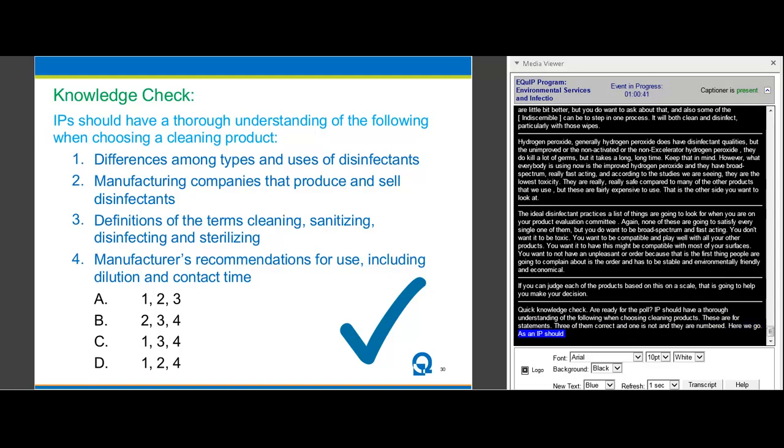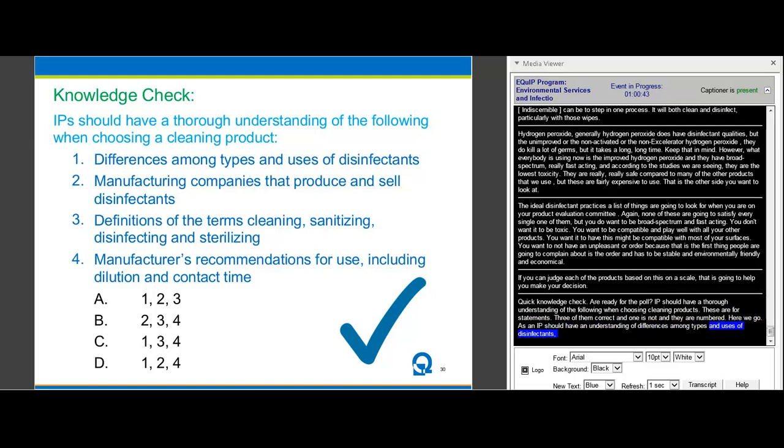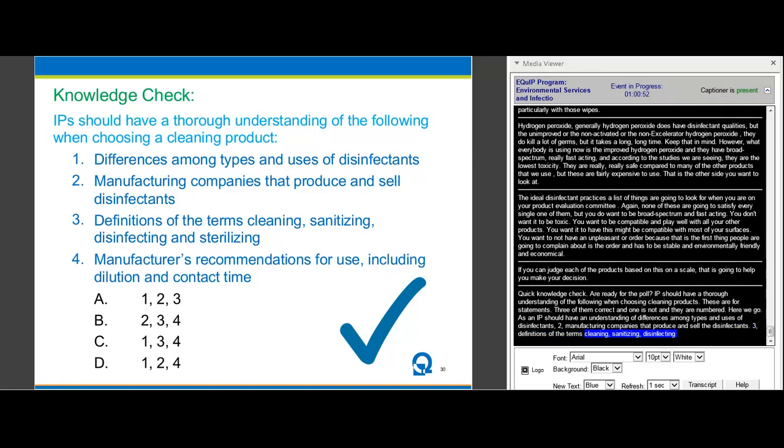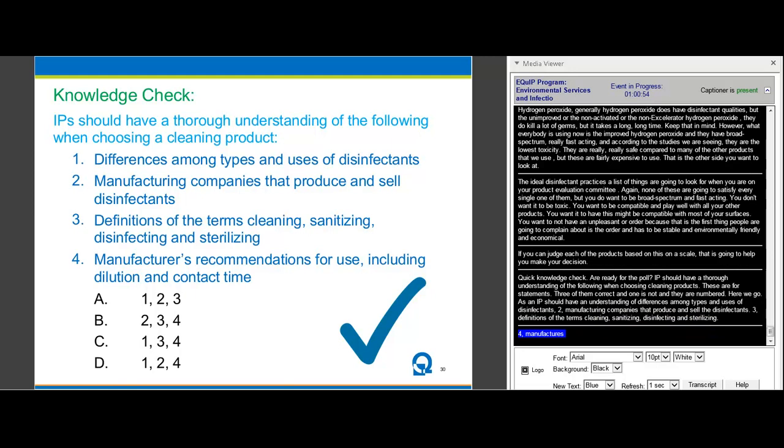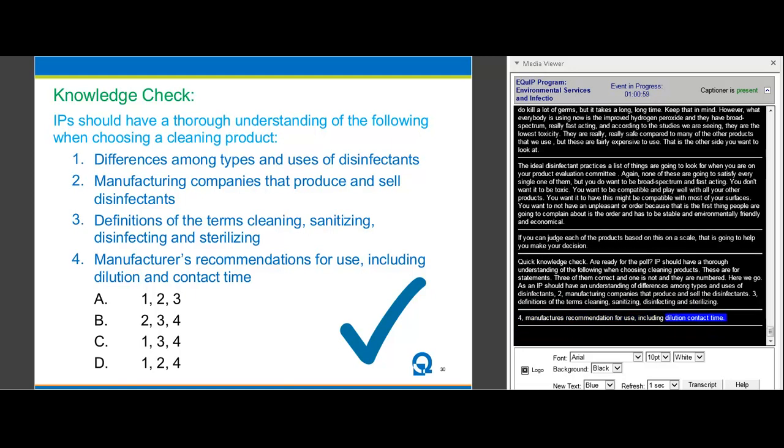2, the manufacturing companies that produce and sell the disinfectants. 3, definitions of the terms cleaning, sanitizing, disinfecting, and sterilizing. Or 4, the manufacturer's recommendations for use, including dilution and contact time. So 3 of these 4 statements are correct. Which 3 that IPs need to have a thorough understanding of?